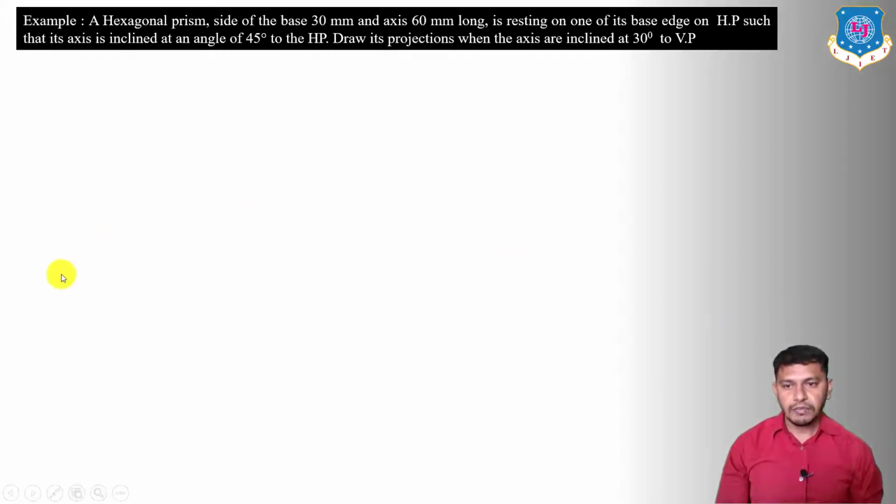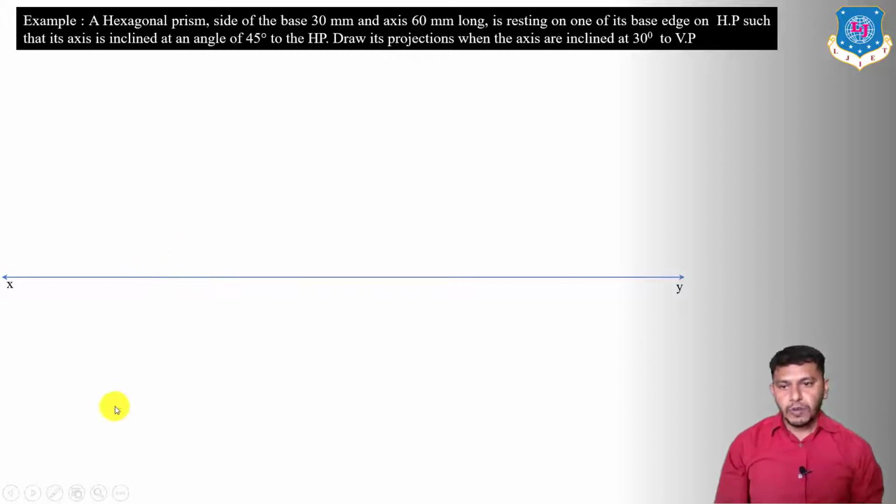So first of all, draw the XY reference line. Now here again we are going to use the first angle projection method. So if we are using the first angle projection method, top view will be below the XY reference line, front view will be above the XY reference line. And right now the prism is resting on HP. So we have assumed that base is parallel to HP, perpendicular to VP. Top face is also parallel to HP, perpendicular to VP. So we will draw the top view first, and as you know the top view will be the hexagon. So starting with the top view, draw the hexagon.